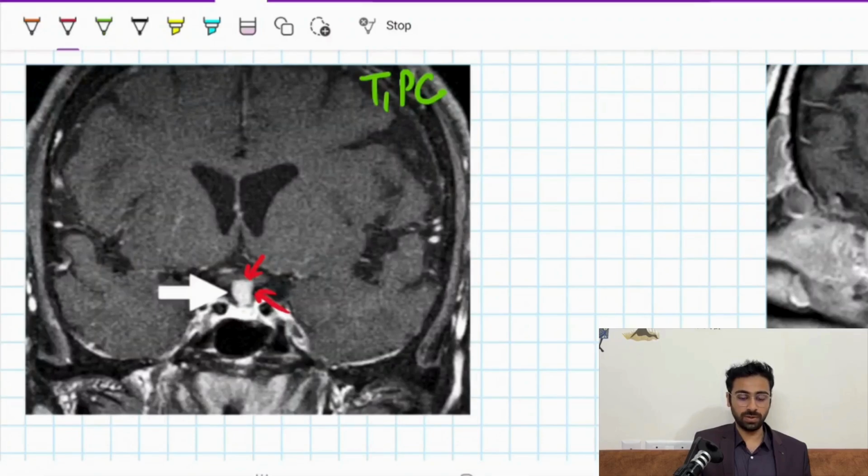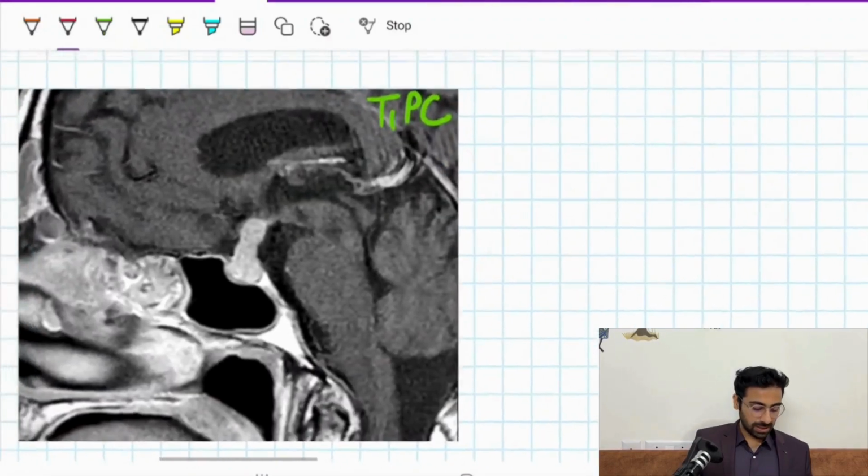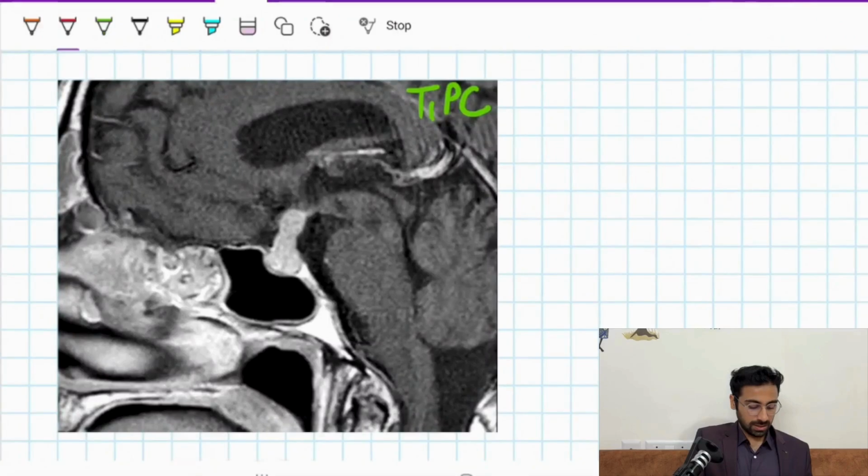It is quite uniform. In the next example as well, you can see that the hypophysis is enlarged, it shows enhancement, and the enhancement is spread to involve the pituitary gland as well. So this was a case of IgG4 related hypophysitis with extension into the sella and involvement of the pituitary gland.